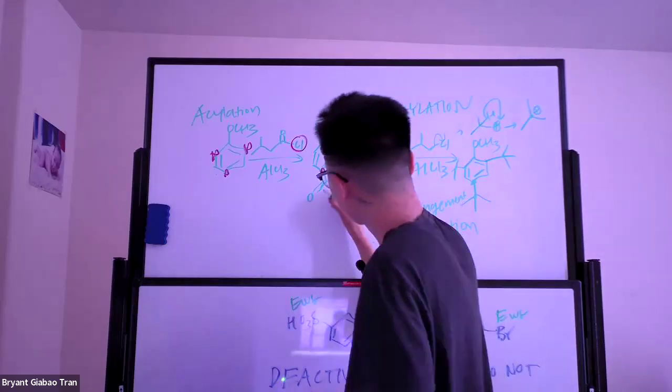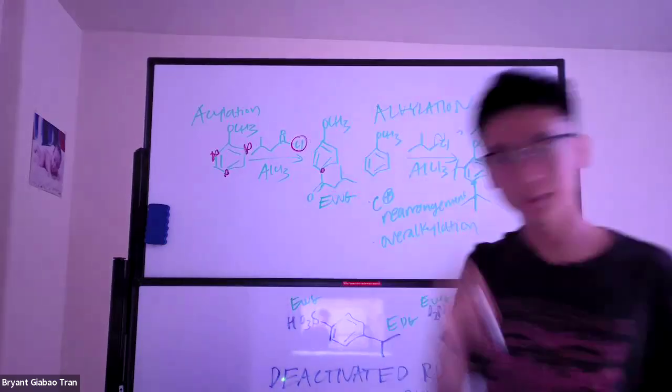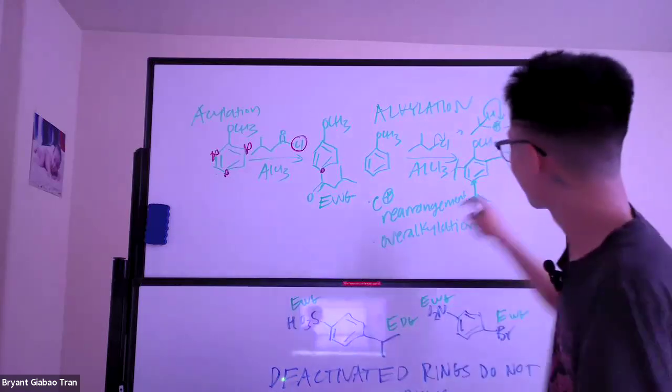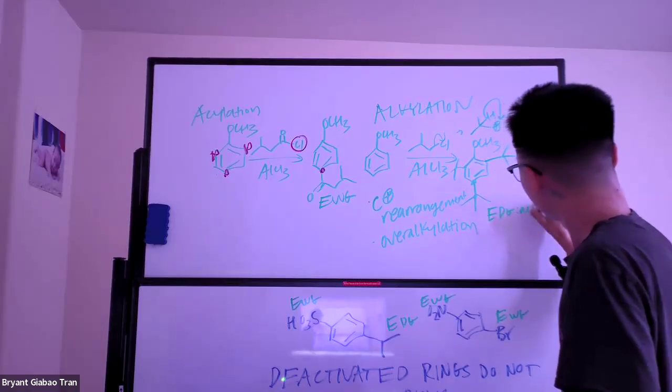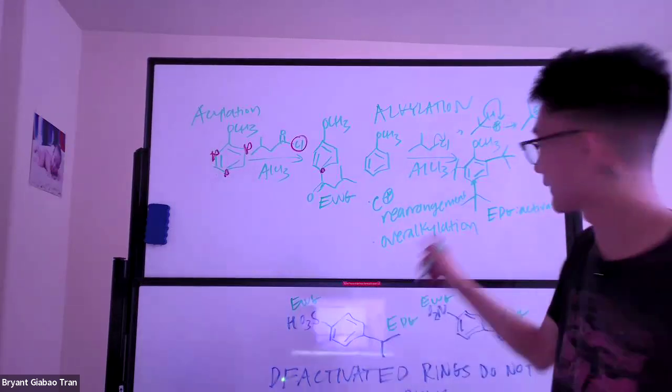EWG, right? And if it's an EWG, is that an activator or a deactivator? Deactivator. So it would deactivate the ring, stopping the reaction from happening again. But what is this R group here? Is this R group an EDG or an EWG? EDG, which is an activator. And if it's an activator, it would make the reaction happen again and again and again. That's why it over-alkylates.